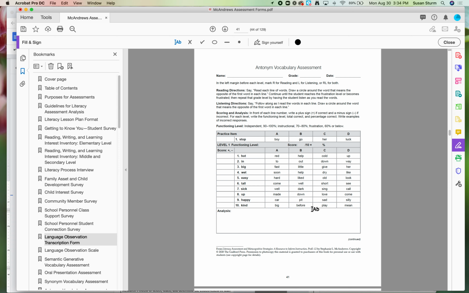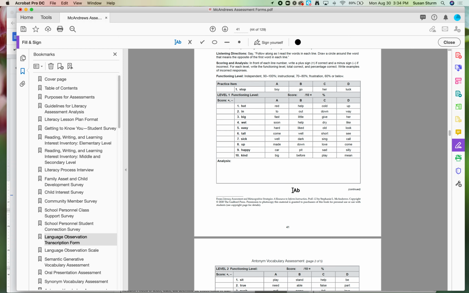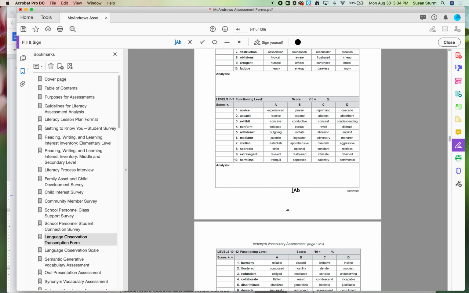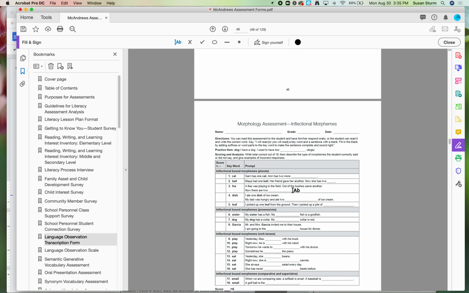The synonym and antonym vocab assessments are also two really good ones to give to your student. They will be fast, they will be easy. You could give both of them at the same time in probably 5 minutes, without much difficulty. Again, we'll practice these in our class together.